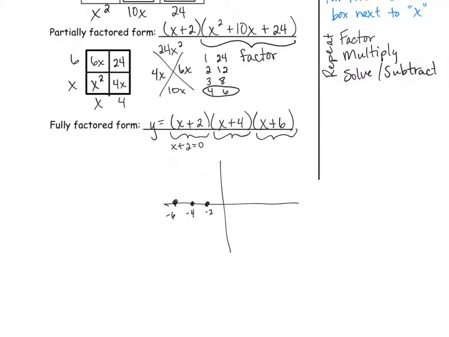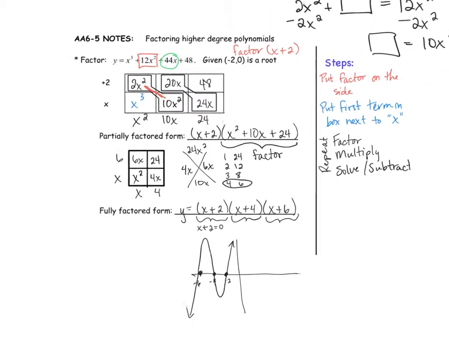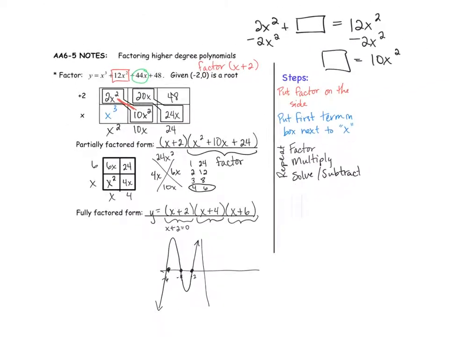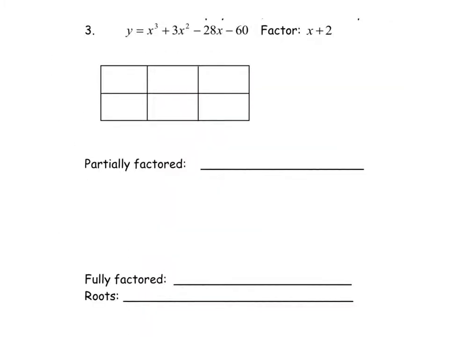We have a positive a value, because we have nothing here, which means it's positive 1. So that means our end direction is going to be up. And they're all just simple roots because none of them have exponents. So that's our graph. And that is the process of factoring a higher degree polynomial. We'll do one more example, make sure we're good to go. All right, this was one from the worksheet.